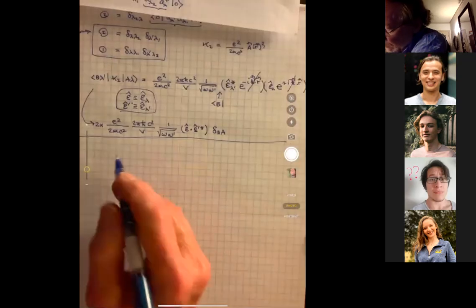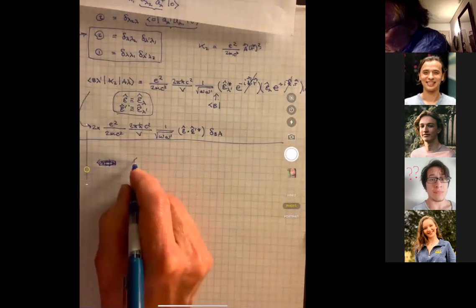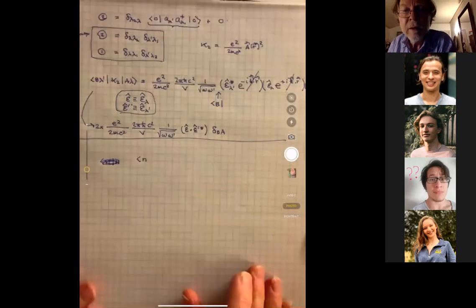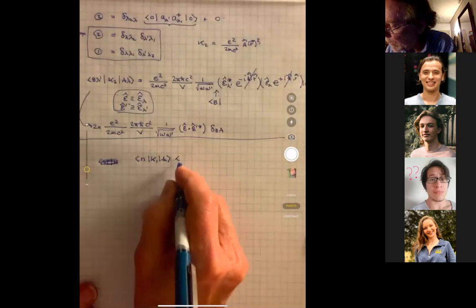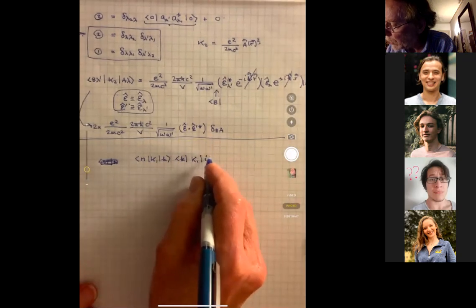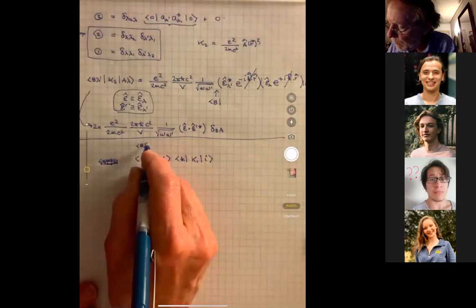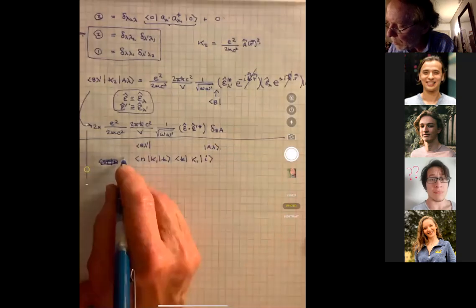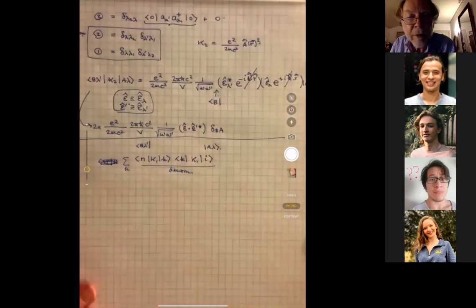Let me copy this again because this is the structure we want to look at. Here, do it right. In K1, intermediate state K, K1, initial state I. The final state N is the B lambda prime, and the initial state I is the A lambda. This is going to be summed over K, and there's a denominator here too. This is the structure of what we need to evaluate.